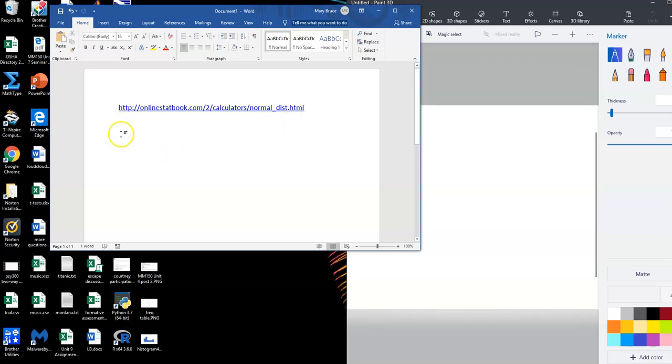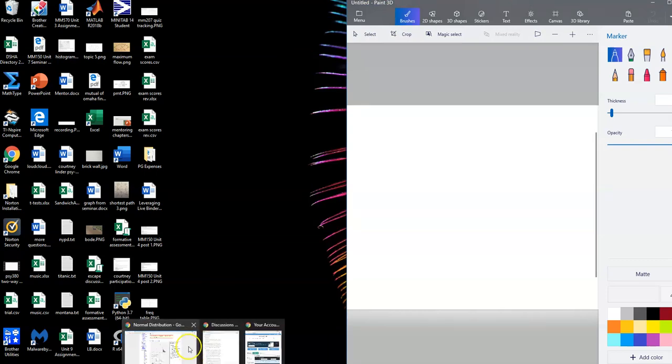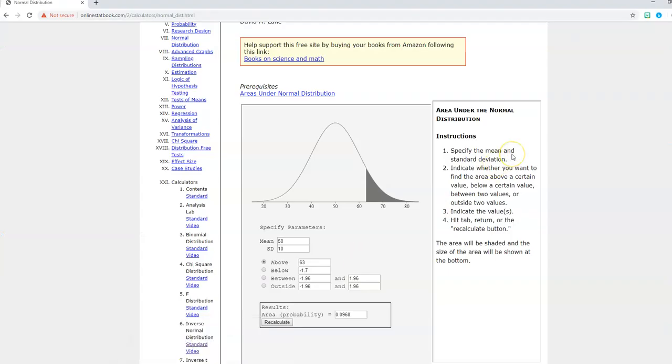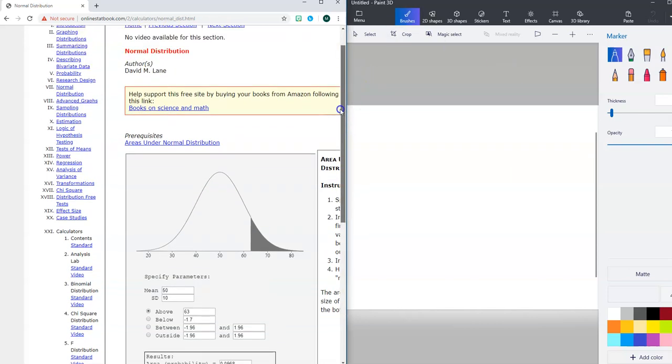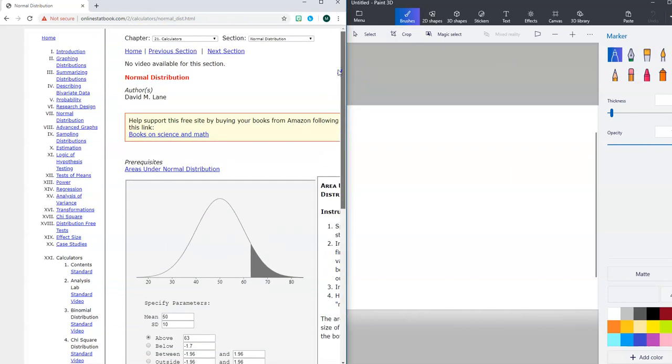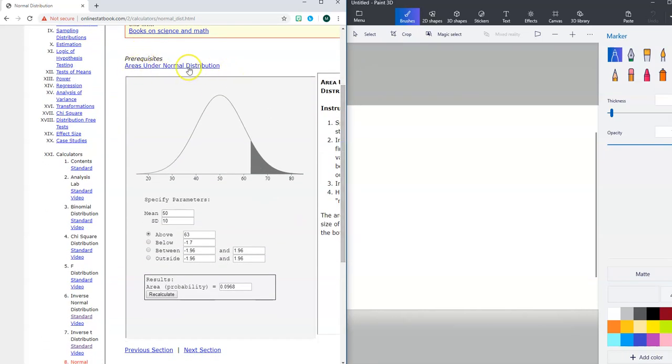So hopefully you've got this link now. Otherwise, pause and get that link so that you can use this to do some of the calculations. And now let me pull up that particular website so that I can show y'all how to use it. All right, so you've got the website on your screen now. Here's the top of the website. I just scrolled down because you're going to want to get to the section where it says areas under the normal distribution.